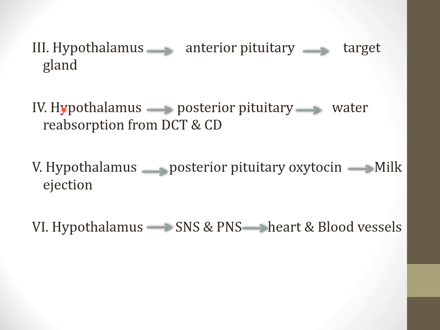This is very important. The hypothalamus, again through the posterior pituitary, controls water reabsorption, and by secreting oxytocin, it helps with milk ejection and also with parturition. Again, the hypothalamus, through fibers to the autonomic nervous system, the sympathetic and parasympathetic parts, can control the heart and blood vessels. So this is how all the functions of the hypothalamus finally act together to maintain the homeostasis of the body.